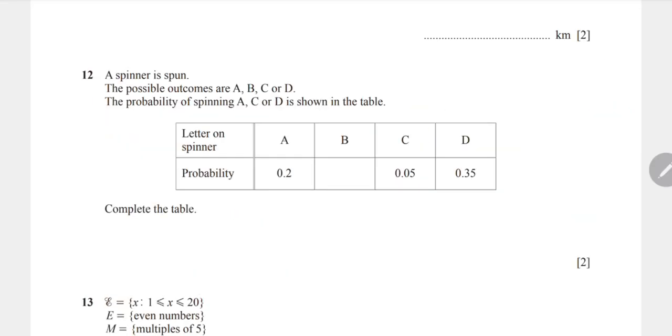So a spinner is spun. The possible outcomes are A, B, C or D. The probability of spinning A, C and D is given. We need to find the probability of B.